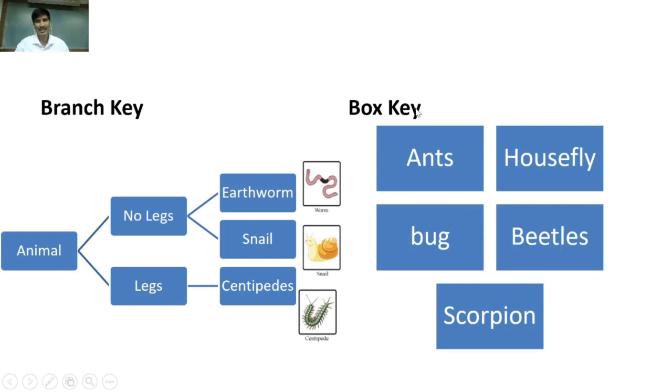Then another type of key, the box key. Here we consider some animals: the ant we put in the ant box, the housefly we put in another box, the bug is put in the third box, the beetle is put in the fourth one, the scorpion is put in its own box. Like this we make specific boxes and then we arrange the animals.